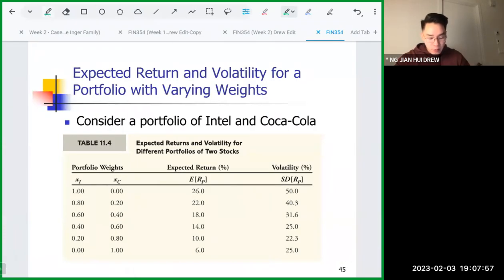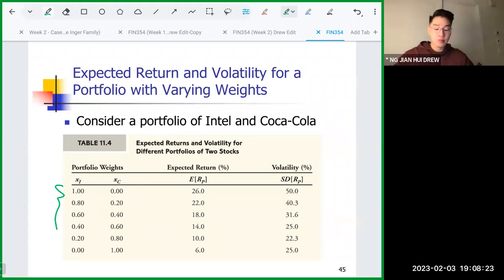So we have different portfolio weights, right? Now we are only doing two assets. Two assets meaning two stocks, so Intel stock and Coca-Cola stock. Obviously, you know that when we do a portfolio, it's for sure more than two stocks. If you look at the recap or lecture 2A, it says that it needs at least 40 stocks to diversify away the unsystematic component.